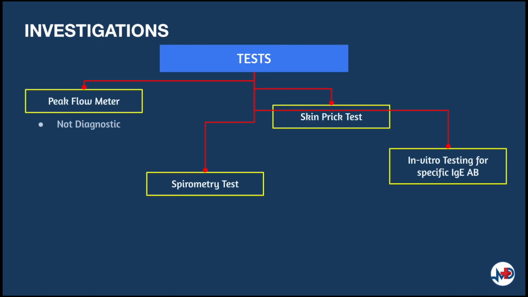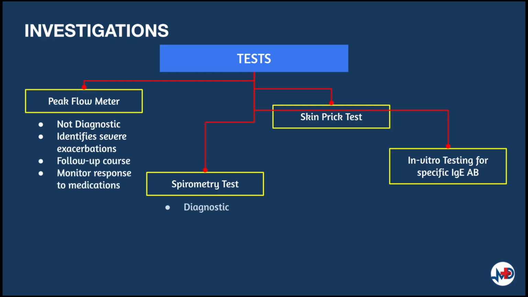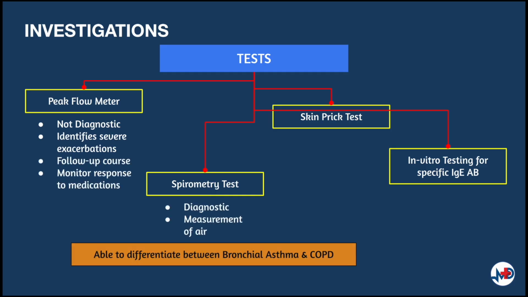Bedside investigations that you could do would be the peak flow meter, but remember this is not diagnostic. Instead, it helps you identify severe exacerbations, follow the course of the illness in a given patient, and monitor how they respond to medications. Anything less than 70% of the patient's personal best is considered significant airway narrowing, pointing towards an acute exacerbation. You can also do a spirometry test, and this is diagnostic of asthma.